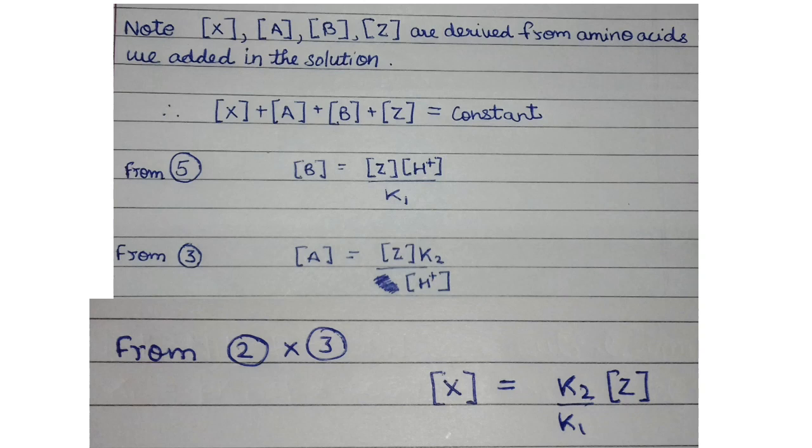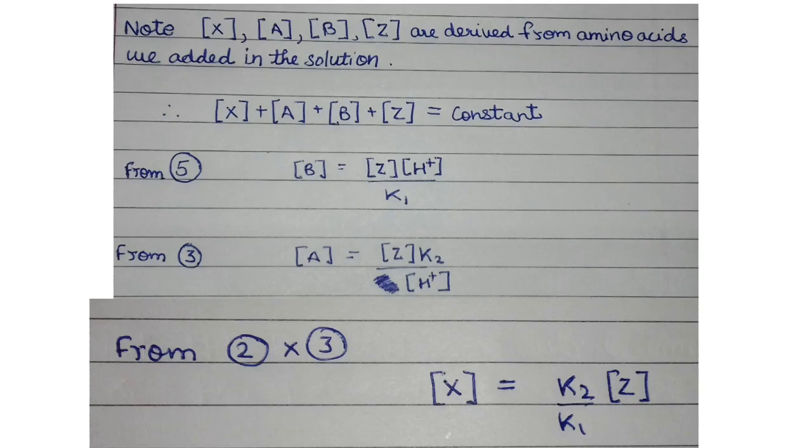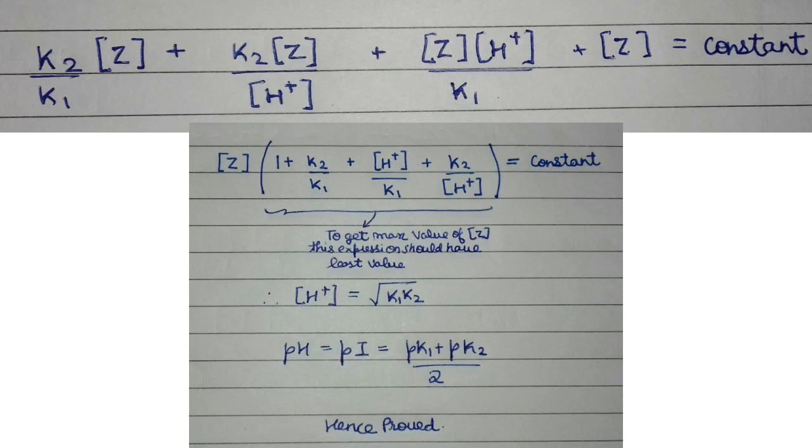Now using the expressions of the equilibrium constants, we can obtain B in terms of the concentration of zwitterion, the concentration of hydronium ion and the equilibrium constant. Similarly you can find A and similarly you can find X. When I add them, I get the expression Z times (1 plus K2 by K1 plus H positive by K1 plus K2 by H positive) equal to a constant. So to get the maximum value of the concentration of zwitterion, this expression should have the least value.